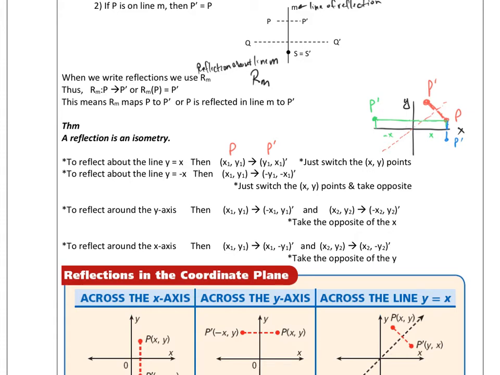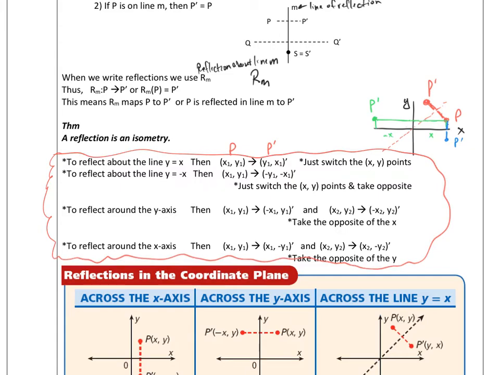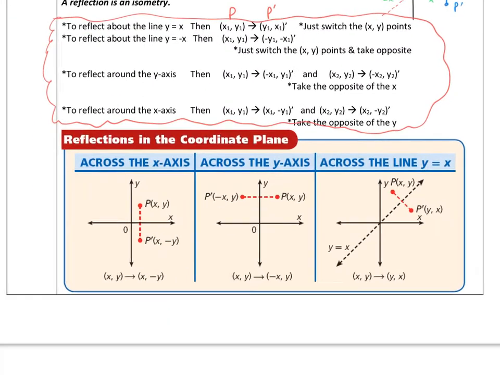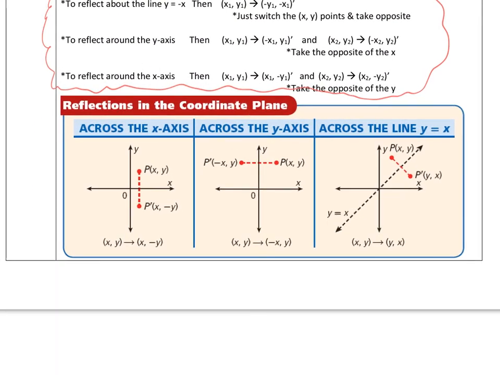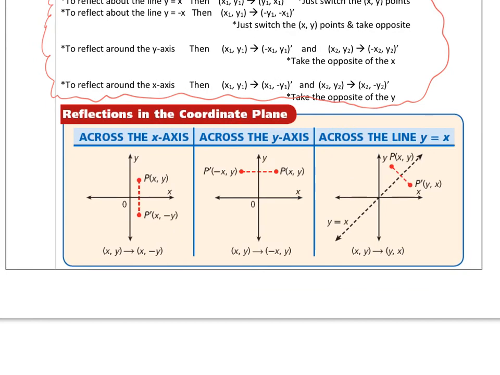So this is something that we developed right here. I showed you in the graph, but if you forget it, it's probably best that you just memorize these. And here they are again, right down here in a little graphical representation. Over here, reflect about the x. There's P prime. Notice x stays the same, y you take the opposite. So (x, y) becomes (x, negative y).